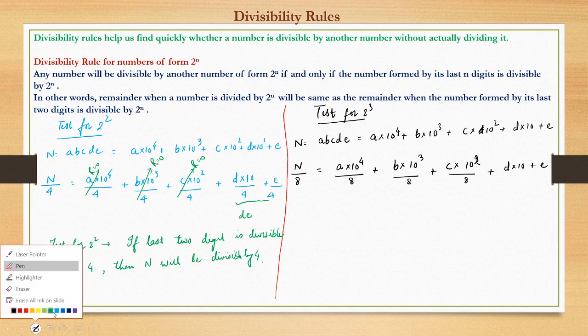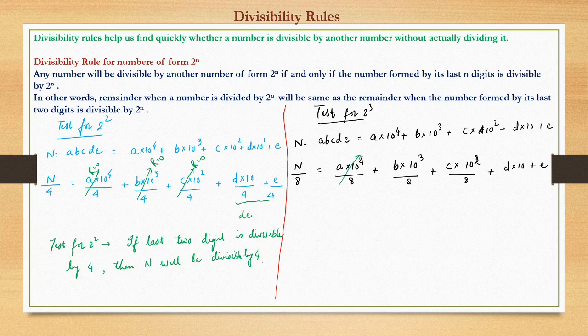Again, we'll check individual terms. Here 8 will divide 10 raised to power 4, so the remainder is 0. 8 will divide 1000 also 125 times. Now in this case, it's not necessary that c into 100 will be divisible by 8, because 100 is not divisible by 8, there will be a remainder of 4. And the same for d into 10, the remainder is not necessarily 0.